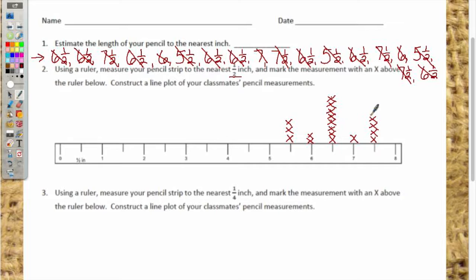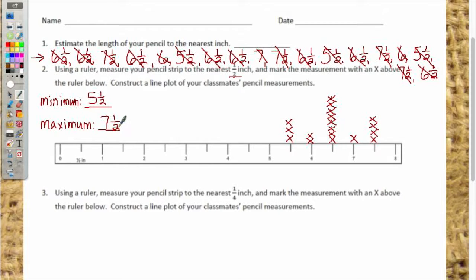The smallest number plotted on here is what? 5.5. And that is called, when you're talking about organizing your information, if you're in my 3rd grade class, you remember this. It's called the minimum number, okay? And then there's also a maximum number, which is the largest. 7.5. So I'm going to go ahead and write minimum, maximum.